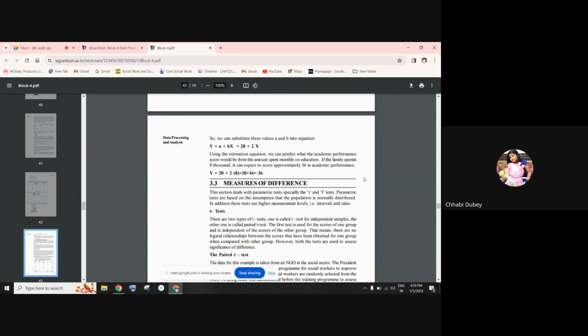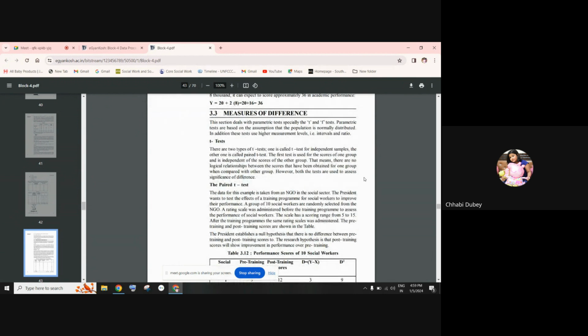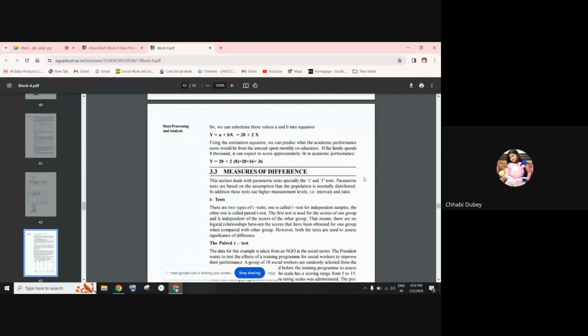Now, after that, we come to the measures of difference. For testing the measures of difference, we have the t-test, the paired t-test and other such tests. Again, we may or may not get some questions which are directly pertaining to this, but it is important that at least for our own understanding, we should have a knowledge of these.